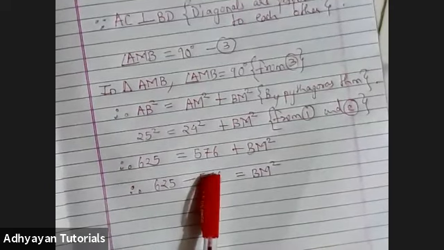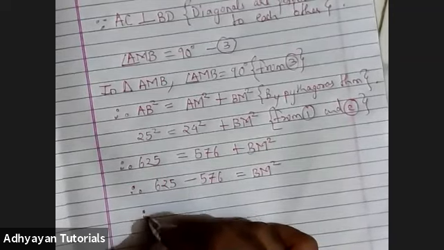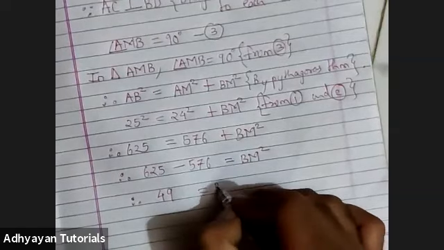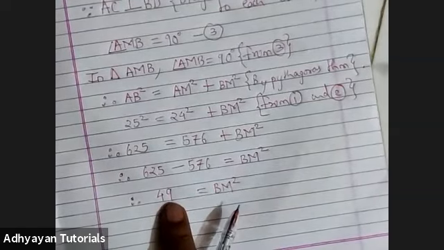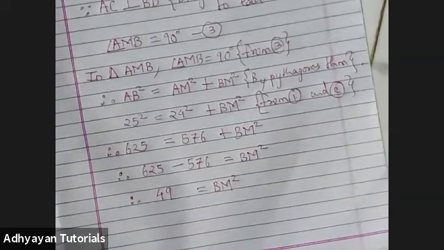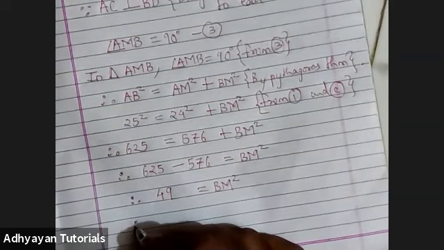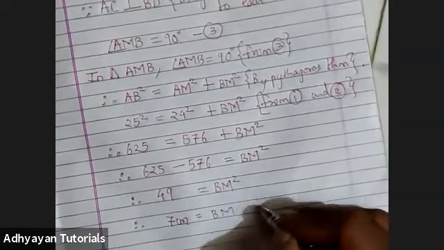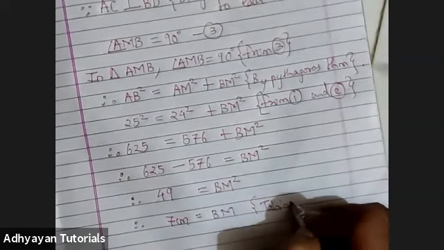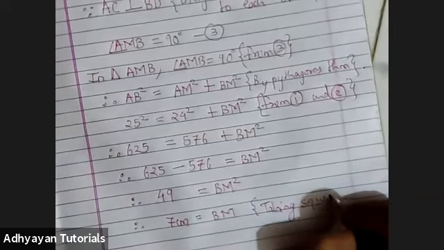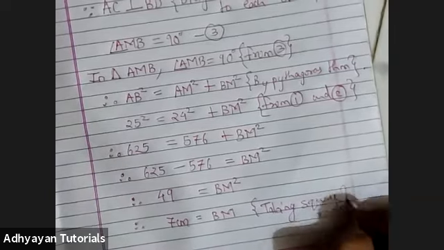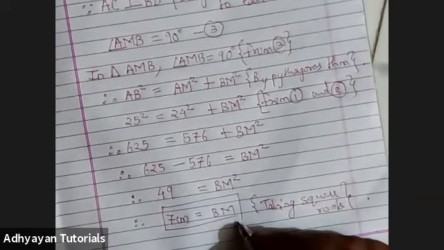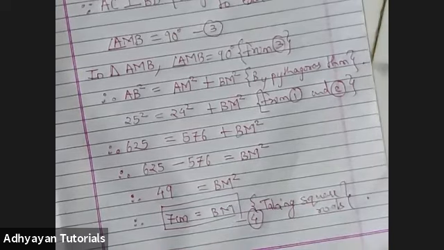625 minus 576, the answer when you calculate, children, is nothing but 49, right? Which is equal to BM square. Now 49 is a perfect square, so taking square root on either side, it has to be 7 centimeter equals BM, right? Taking square roots. So children, we have got the value of BM as 7 centimeter. I mark it as equation 4, right?